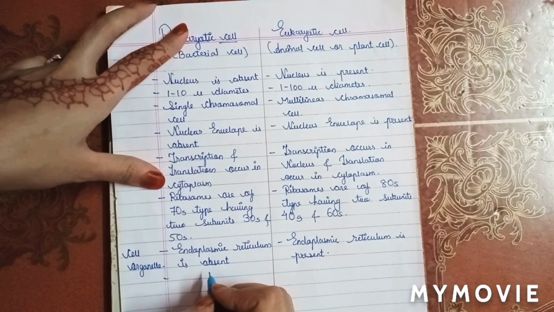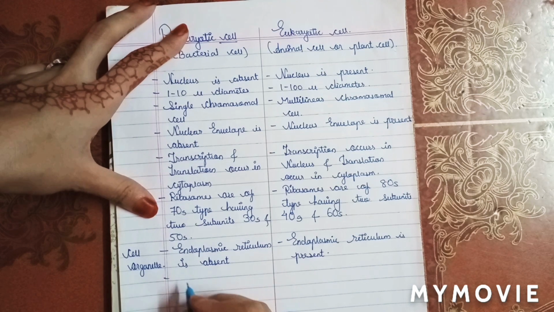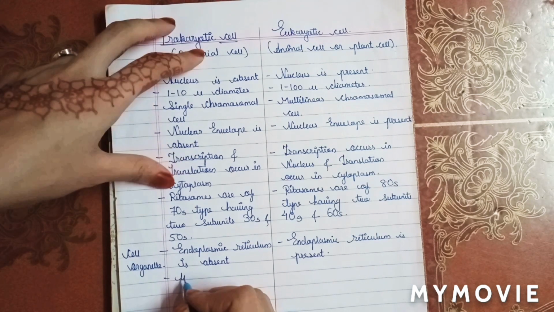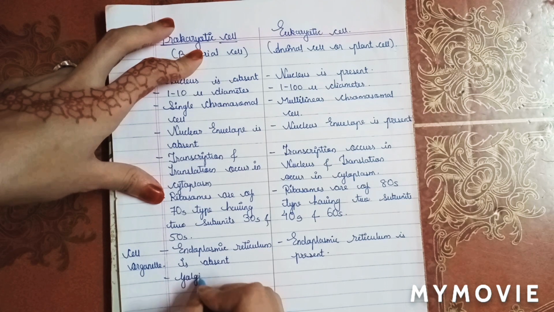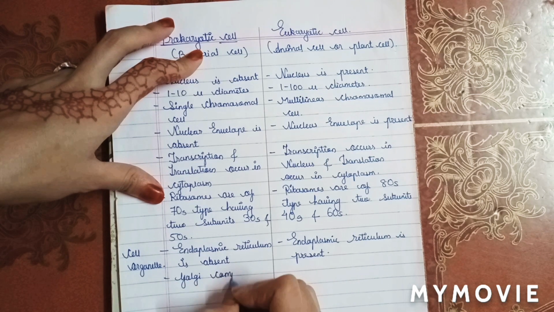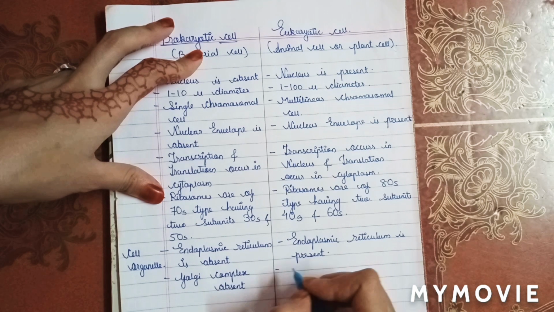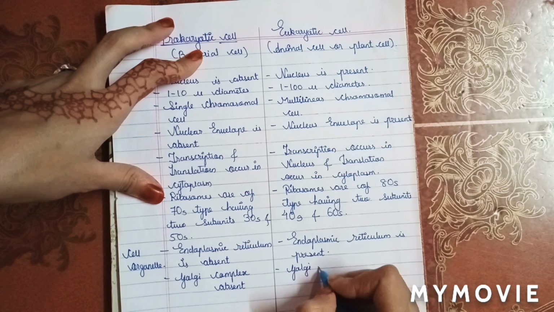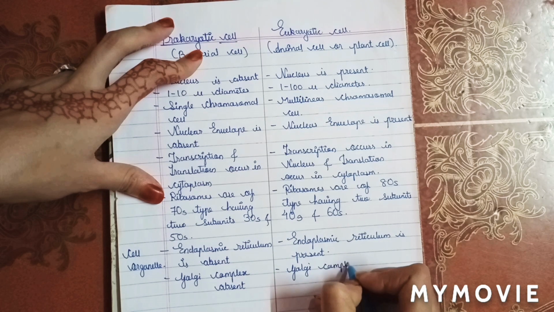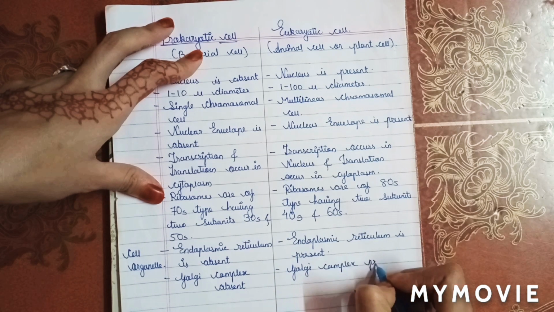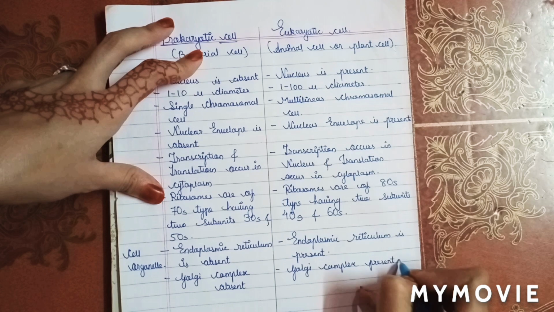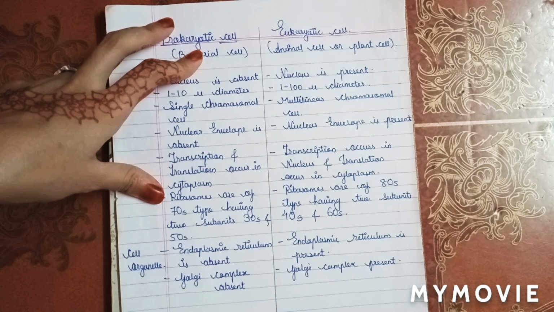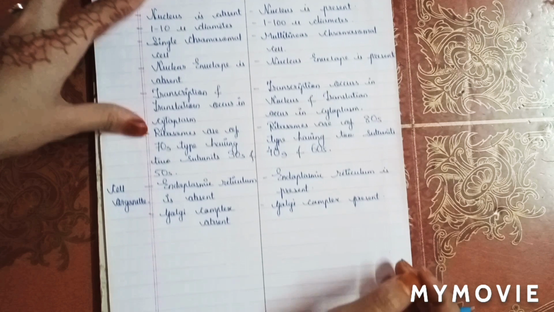Now, the next cell organelle is Golgi complex. It is absent in case of prokaryotes, and in case of eukaryotes, Golgi complex is present. Golgi complex or the Golgi body is also known as the traffic center of the cell.